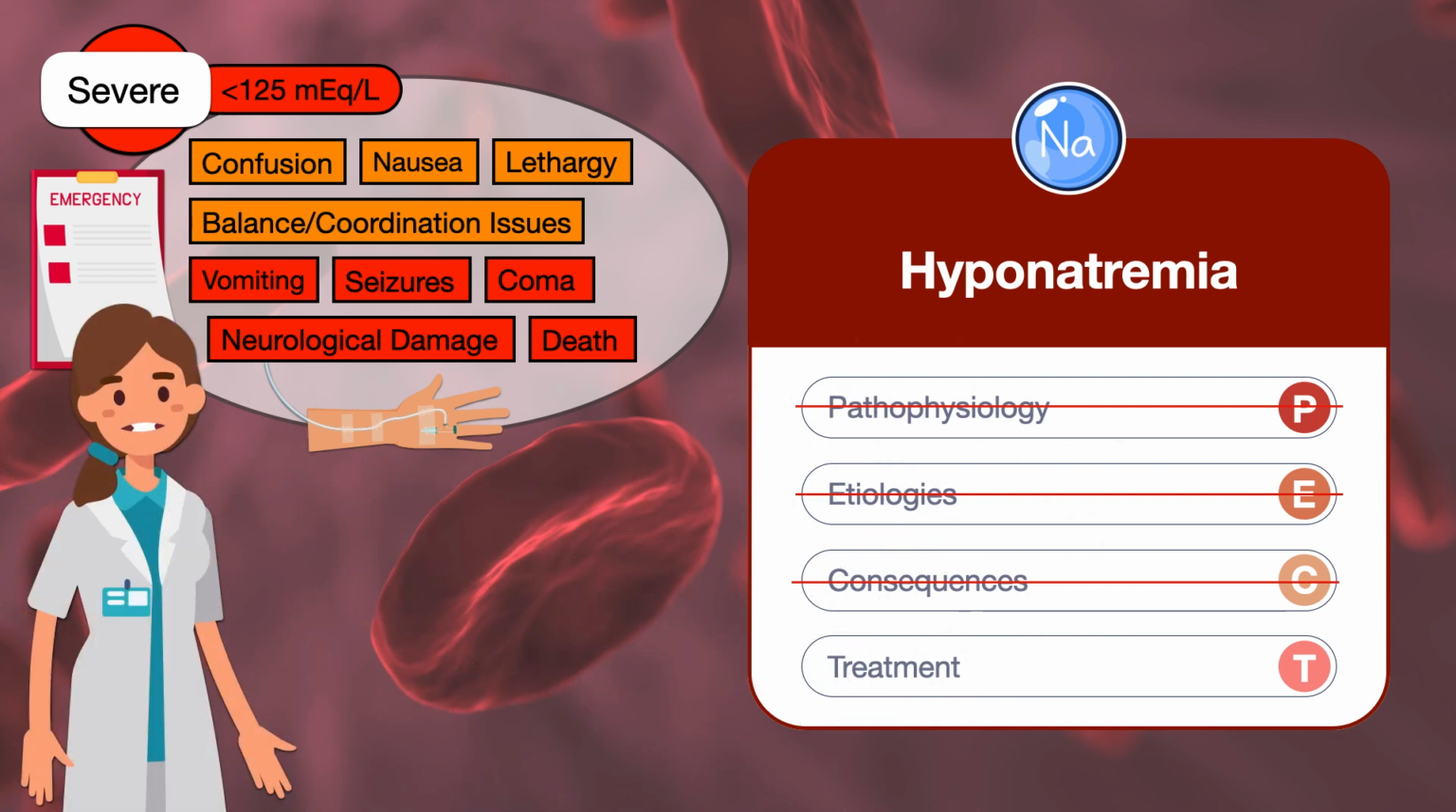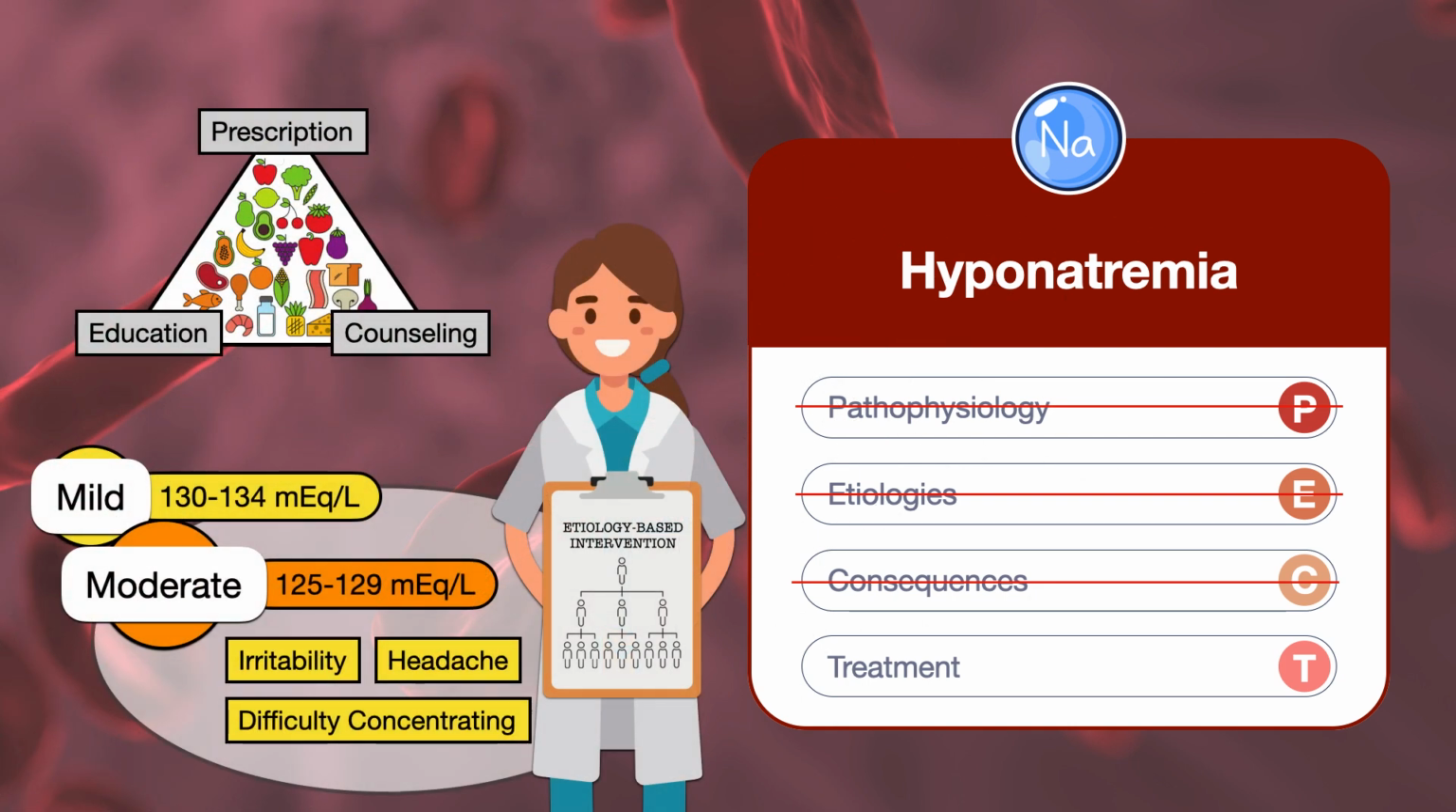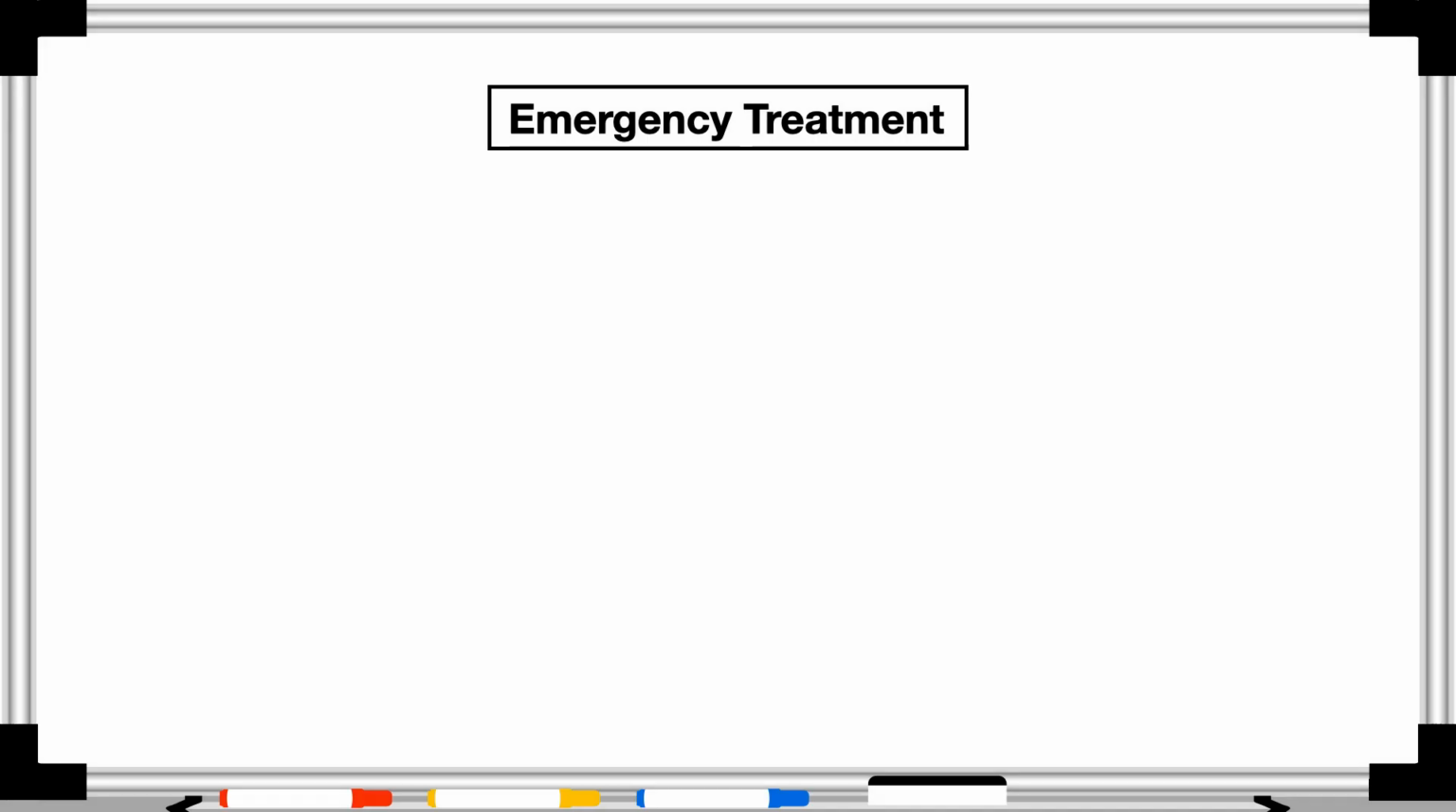Considering the role of a registered dietitian on an interdisciplinary team, there's little room to have a meaningful impact on hyponatremia in the early stages of a severe symptomatic case. However, etiology-based interventions offer tremendous opportunities to make a difference since most patients will benefit from an individualized diet prescription, nutrition education, and nutrition counseling. First up, we'll look at emergency treatment.